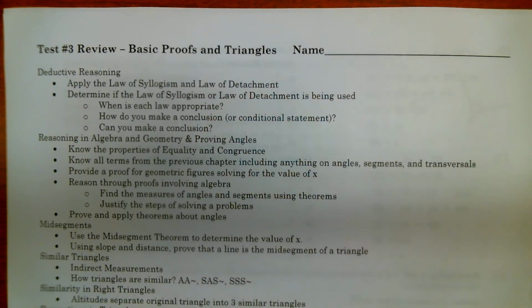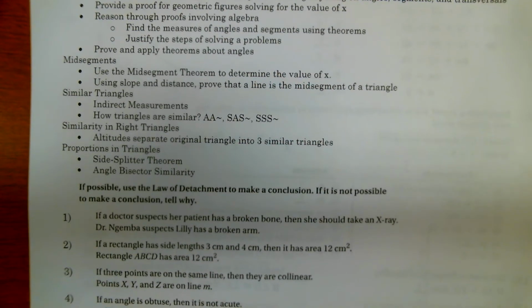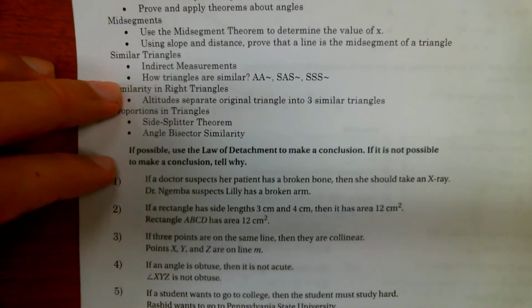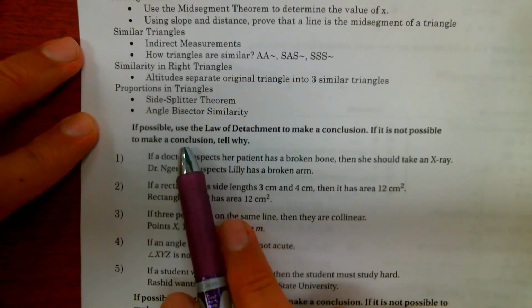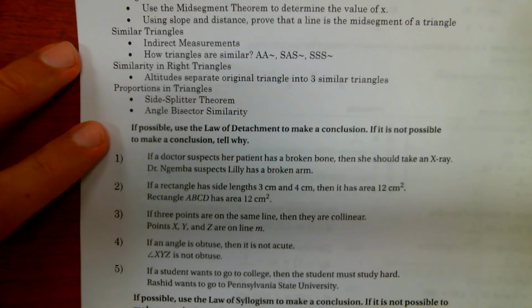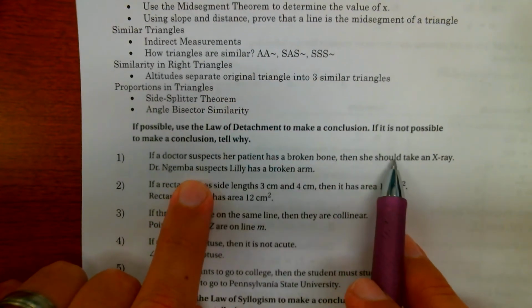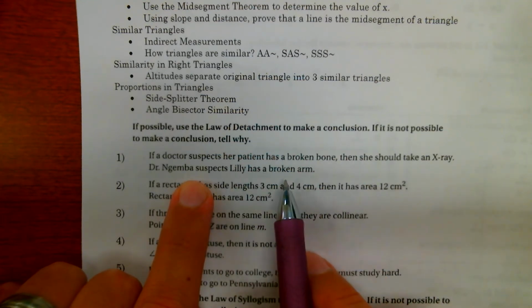So here's a list of the things that you guys need to study and be ready for on the test. These first 5 problems, we're going to go back and look at our laws of detachment and our laws of syllogism. In problems 1 through 5, they're saying if possible, use the law of detachment to make a conclusion. If it's not possible to make a conclusion, tell why. Now remember, with the law of detachment, you only have one conditional statement. You have if A, then B, and then the next statement, you have A. And so I can conclude B.